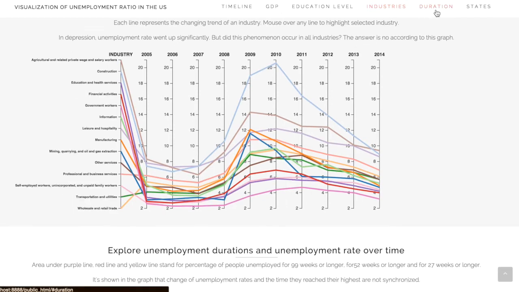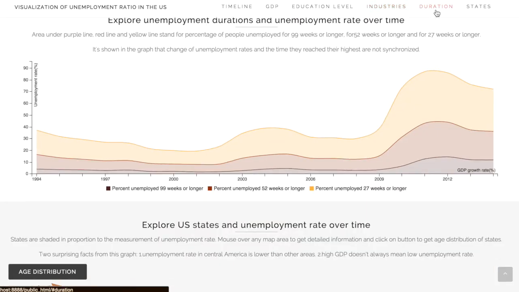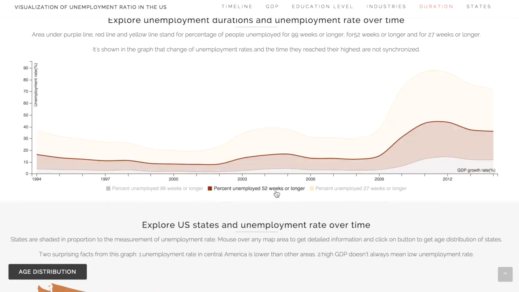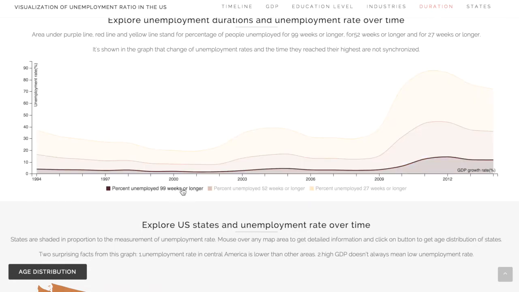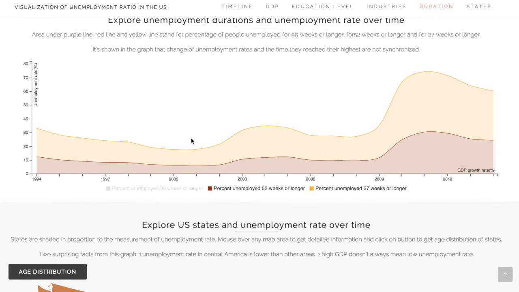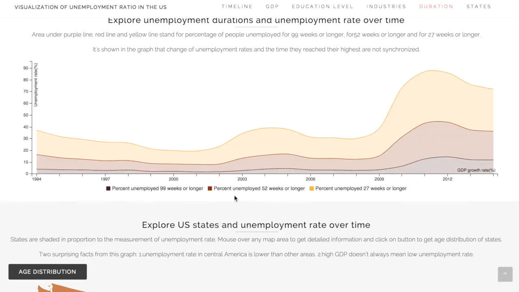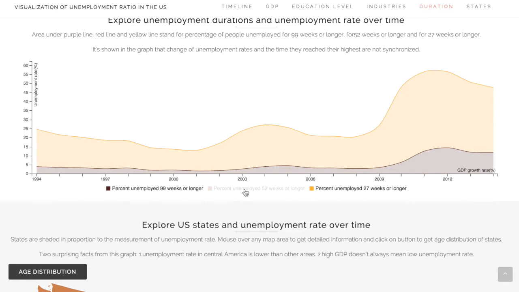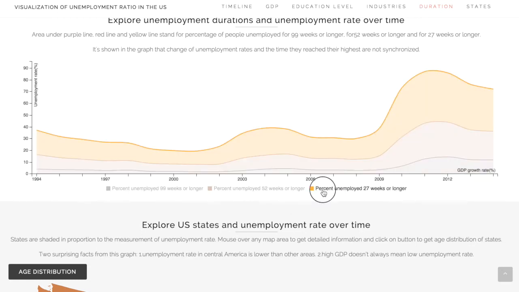Long-term unemployed are people who lost their job more than 27 weeks. This area chart shows the long-term unemployed as a percent of total. It's easier to tell cumulative data and its trend over time. From this graph, we can see that change of ratio and the time they reach their highest are not synchronized.